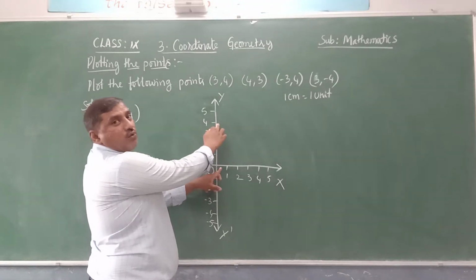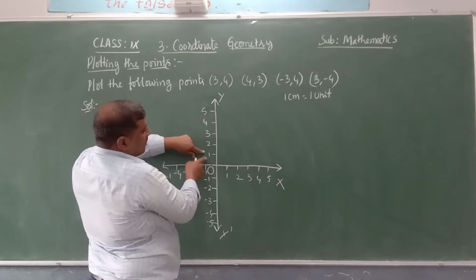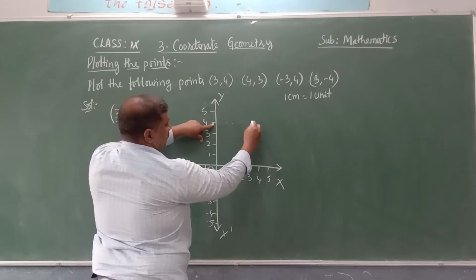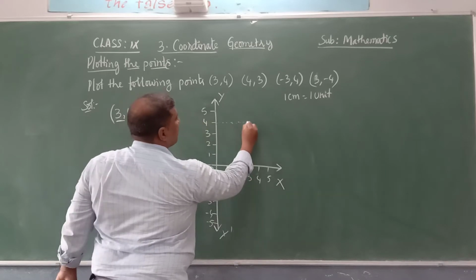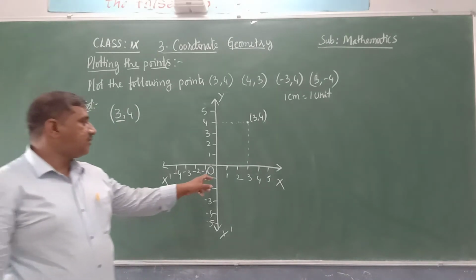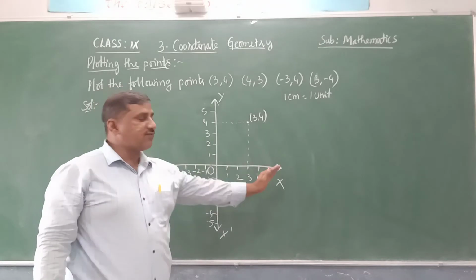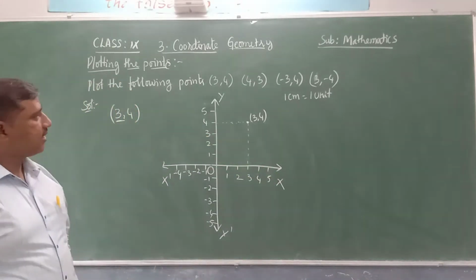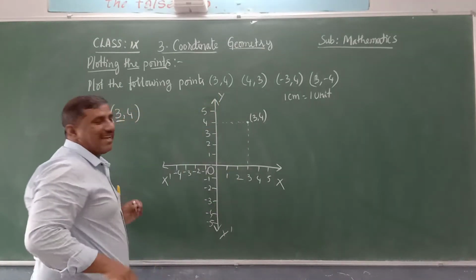In the direction of the positive y-axis. This is the positive y-axis. Towards the positive y-axis, that is 4 units. So when we draw a line, both will intersect at a point. This point will represent 3, 4. That is 3 units from the y-axis and 4 units from the x-axis.